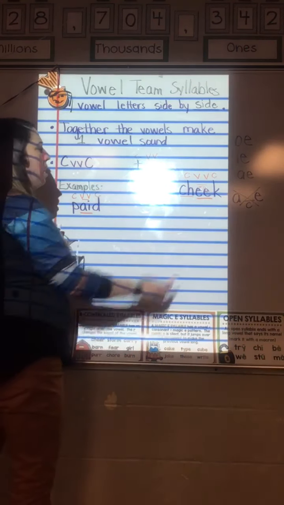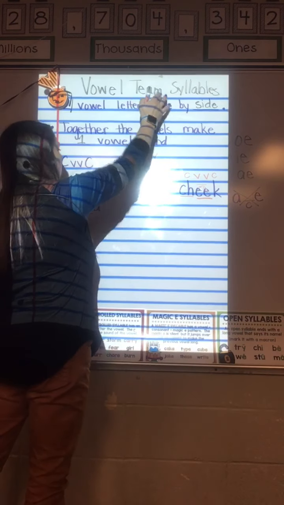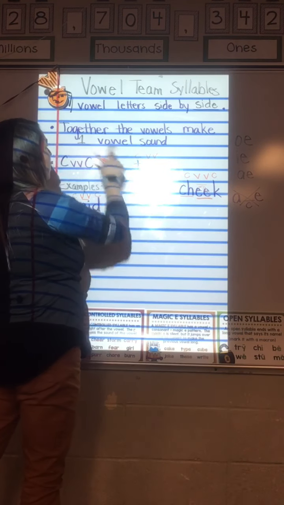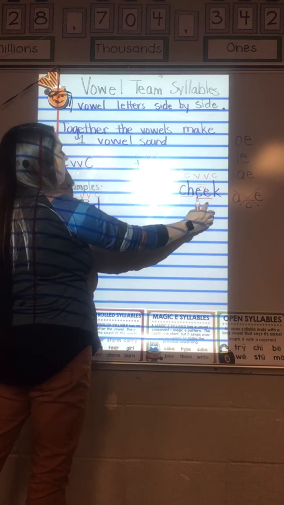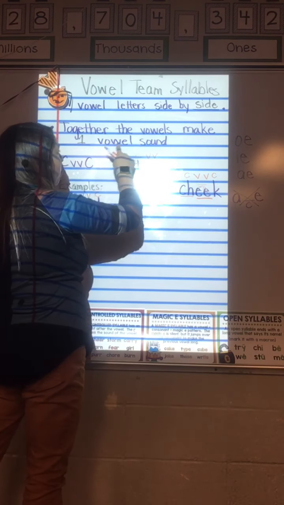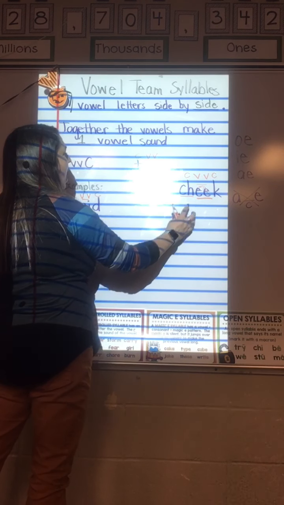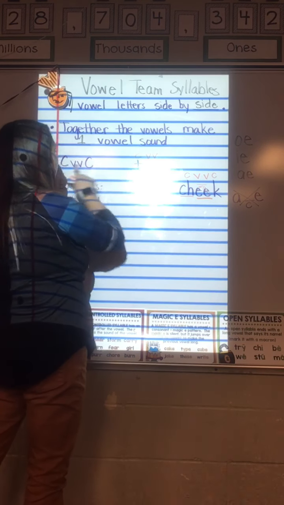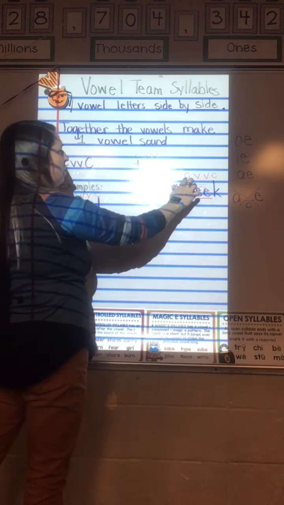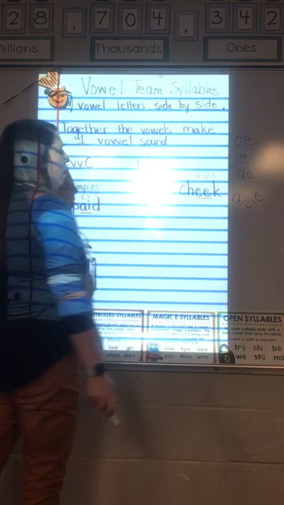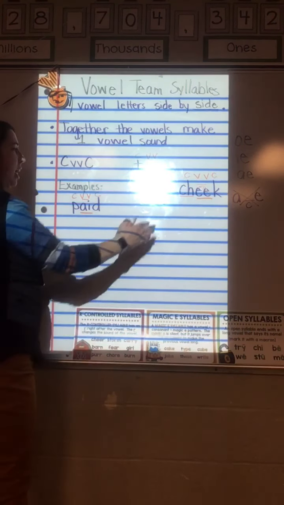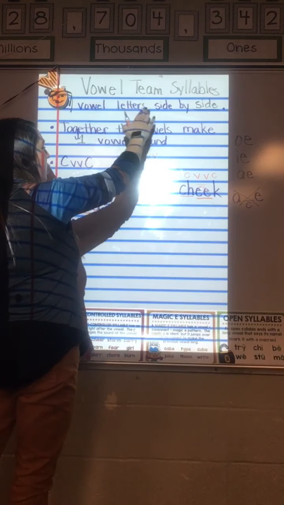Is that a word? Yes. Okay. Is this a vowel team syllable? Does it have vowels side by side? Yes. The vowels make one sound? E. Yes. And it follows a CVVC pattern. So again, we just identified another vowel team syllable.